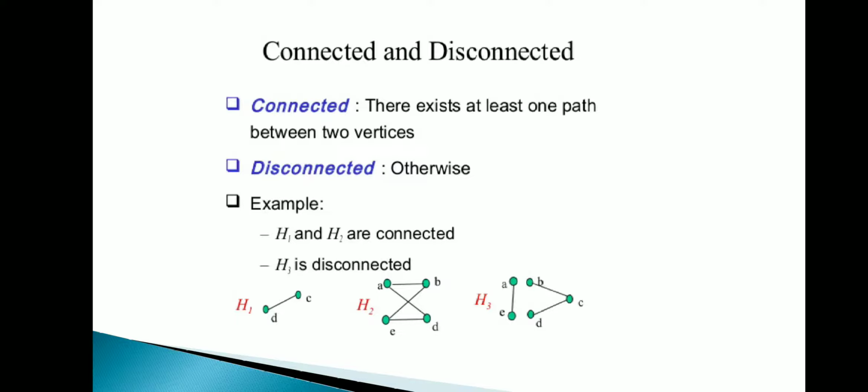We consider the following figure. There are three subgraphs, namely H1, H2 and H3. Here the subgraph H1 contains two vertices, that is C and D, and H2 contains four vertices A, B, C and D. These two subgraphs have at least one path between two vertices, but the subgraph H3 contains five vertices A, B, C, D and E. But A and E do not form a path with other vertices. So, the third subgraph H3 is not connected. It is a disconnected graph.